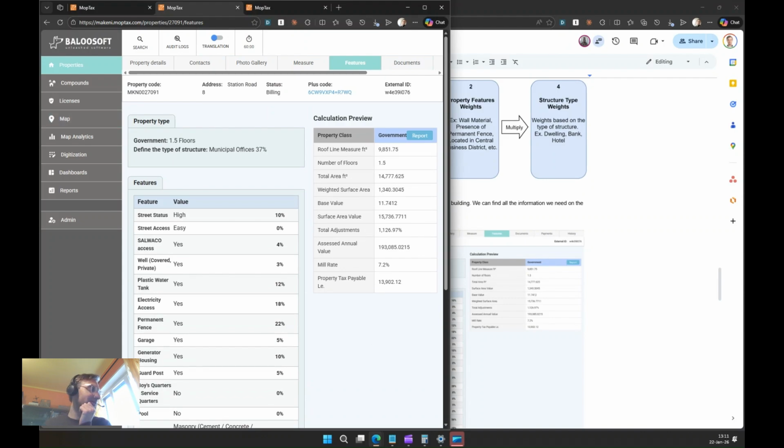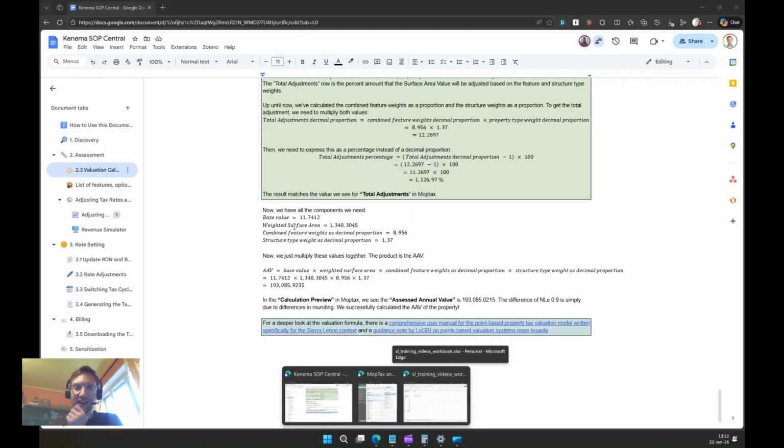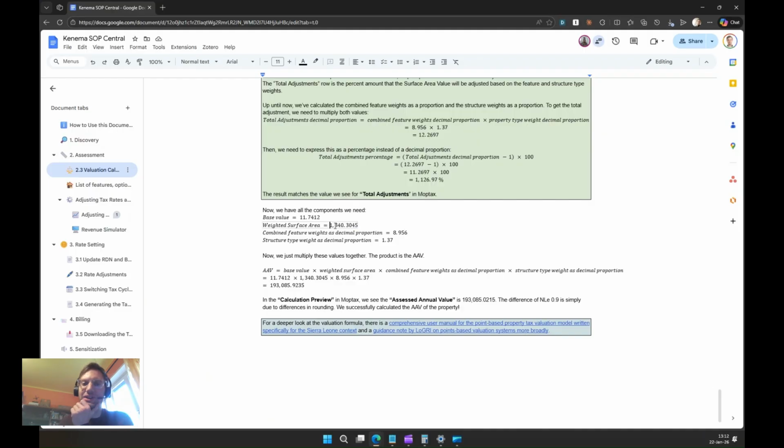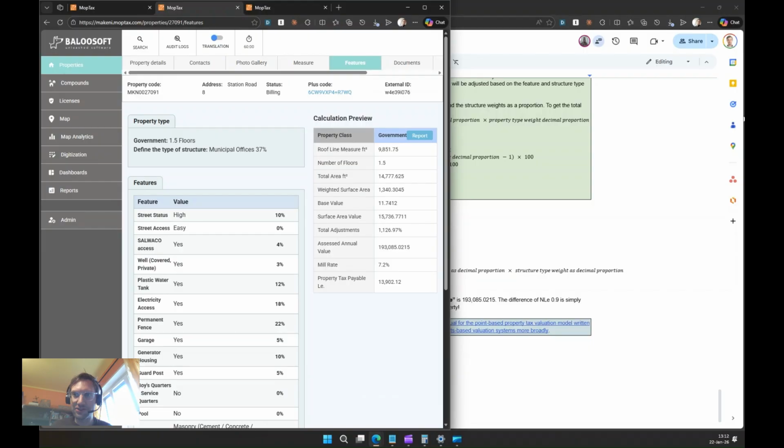At this point we've figured out all of the components we need. We have the base value, which is 11.74. We have the weighted surface area, which is 1,340. We have the combined feature weights, which is 8.956, and we have the structure type weight, which is 1.37, right? So if we multiply all of those numbers together, we get 193.085.9235.